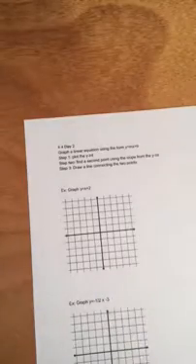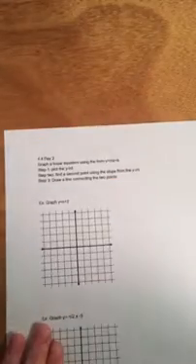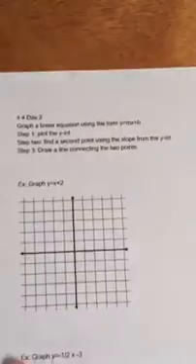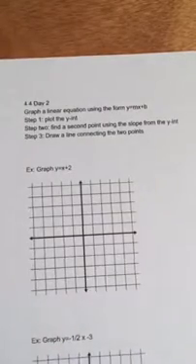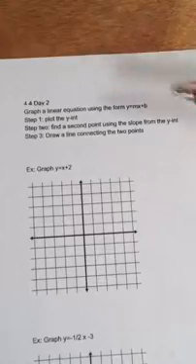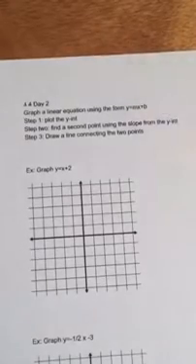So there are a couple different ways you can graph linear equations, okay? Yesterday we talked about the t-table where you choose some x and y values, plug them in, okay? That's probably the easiest form for some people, but it's also very long, so I'm going to show you some shortcuts today. So graphing a linear equation using the form y equals mx plus b.